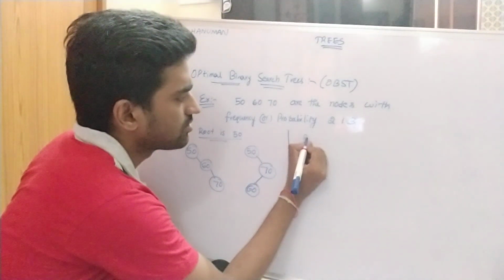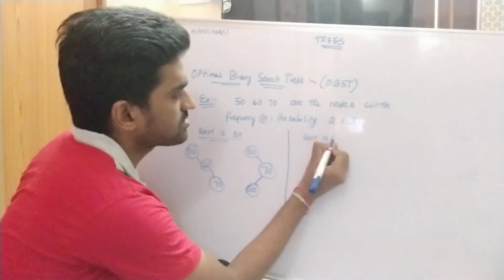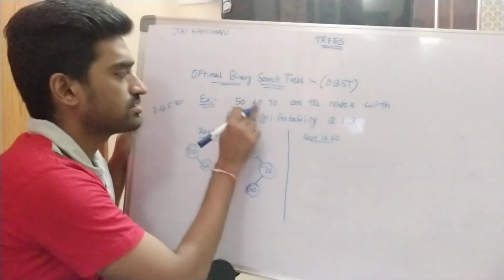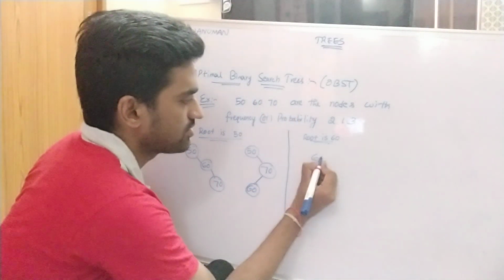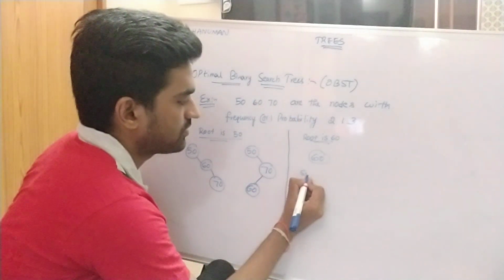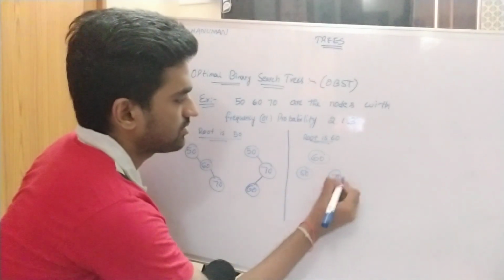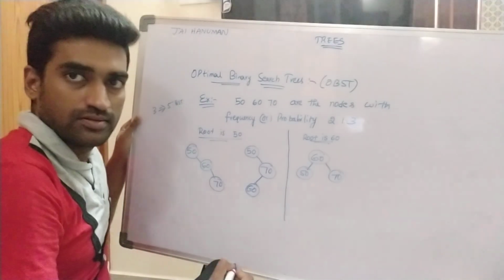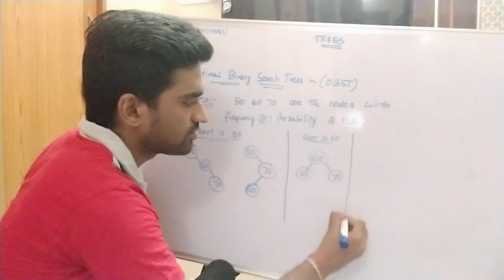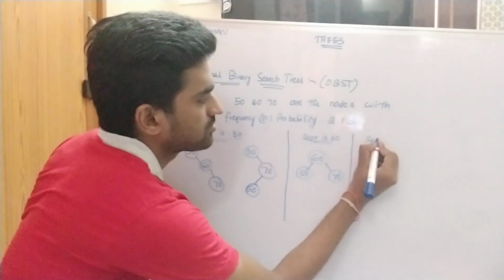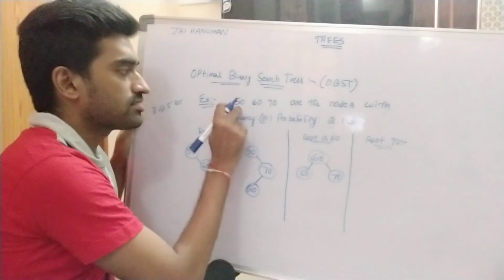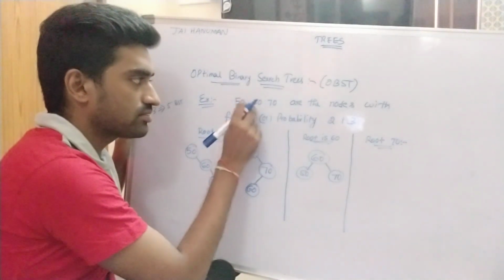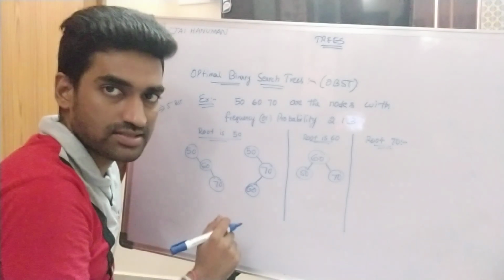So then here I am considering root is 60. Root is 60. One element is on the left side, one element is on the right side. So only one possibility is there. So 60, 50, 70. Fine. So then here the root is 70. So two elements are there. So here two possible binary search trees are there, right?